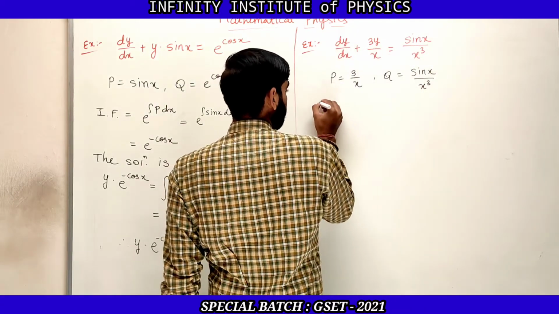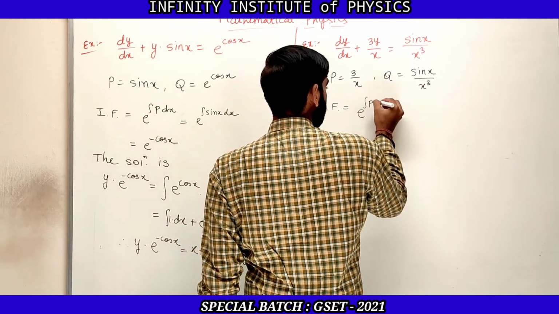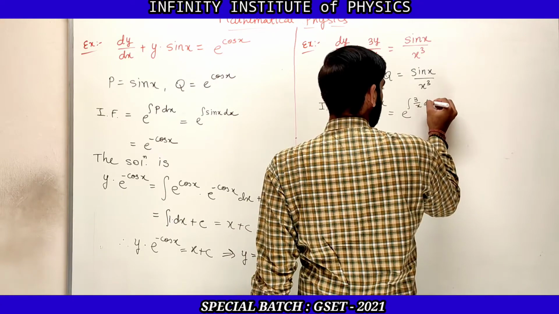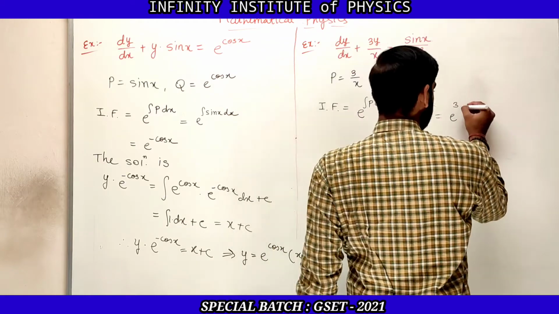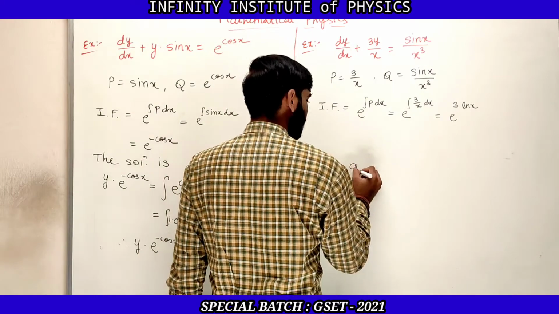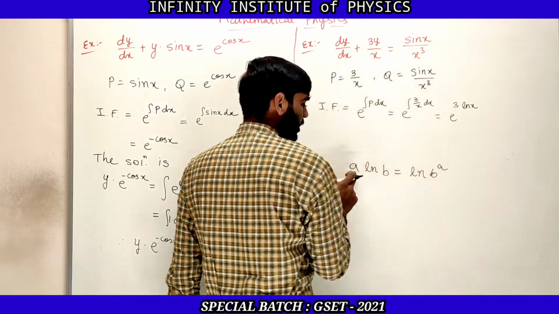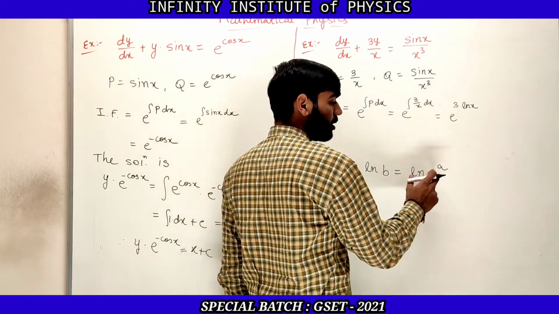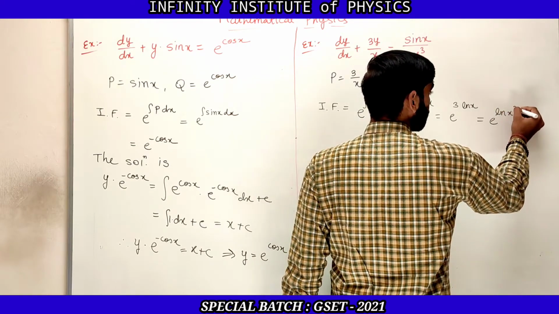So first of all we need to find the integrating factor. So integrating factor is equal to e raised to integration p dx. So it is e raised to integration of 3 by x dx. Now 3 is a constant, so I can take it outside, and integration of 1 upon x is log x, or it is ln x. Now if we have a ln b, then we can write it as ln b raised to a. The multiple goes to that power. So here, in the same way, we can write it as e raised to ln of x cube.